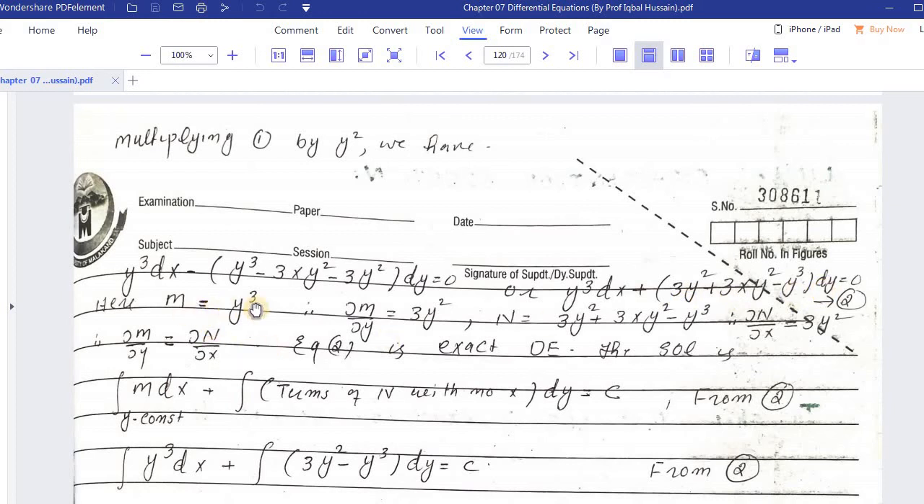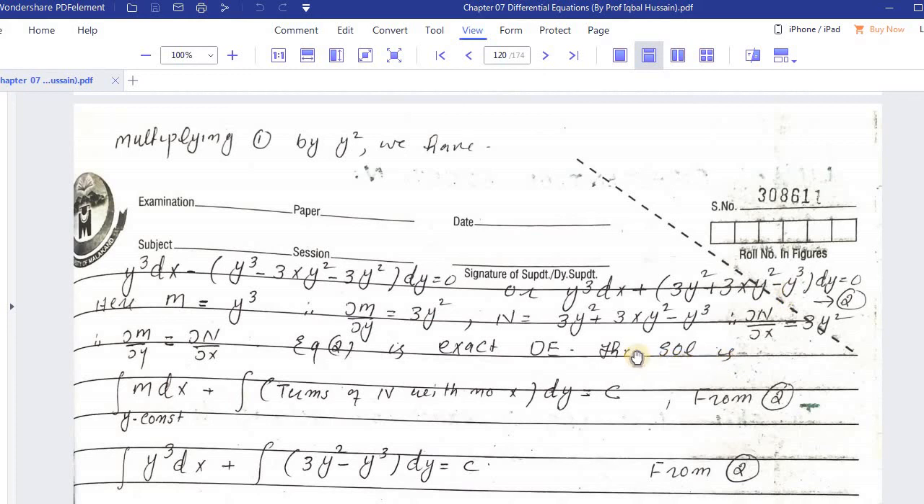Here we have the value of M. The partial derivative of M with respect to y is equal to 3y square. This is the value of N. The partial derivative of N with respect to x is equal to 3y square. Since del M over del y is equal to del N over del x, equation 2 is an exact differential equation. This is equation 2, obtained as a result of multiplication by the integrating factor y square. So this is an exact differential equation.